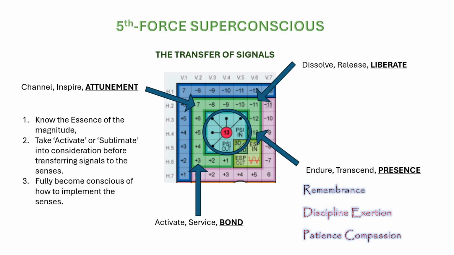So, to recap. Number 1, know the essence of the magnitude that it's falling on. Number 2, take activate or sublimate into consideration before transferring signals to the senses. We've got to know how we're going to use this essence, how we're going to apply it, which way and what sense we should go with, depending on what it is that we're asking to be materialized. Number 3, fully become conscious of how to implement the senses, which I just went through.